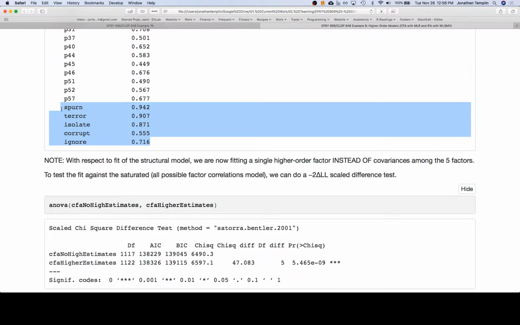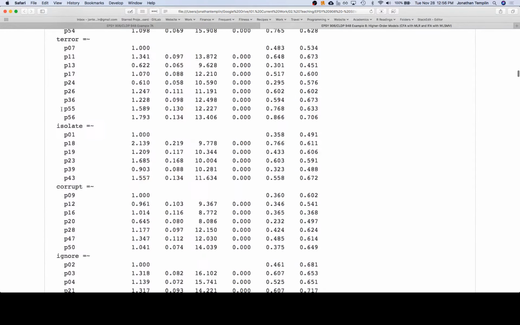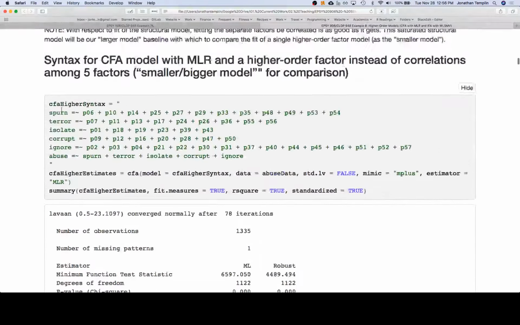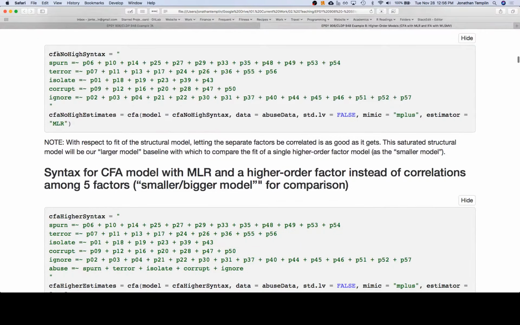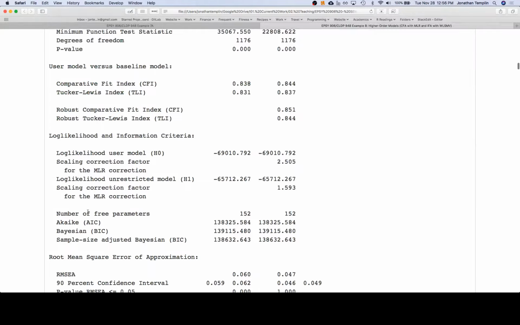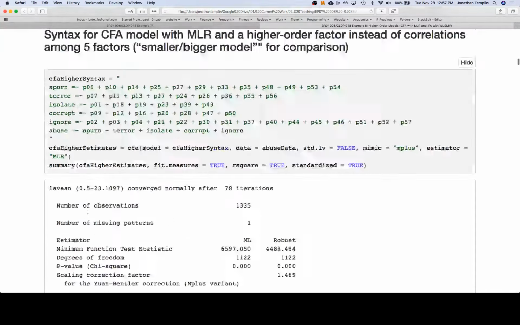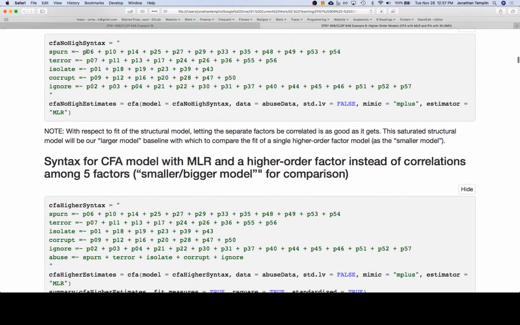The question you have to ask, though, is does my higher order model fit as well as my saturated model for the factors? Right? So we can compare the fit. If I go all the way back here, my CFA no high and then my CFA higher, right? These two models I'd like to compare the fit of. The first one is the saturated. All right, CFA no high is saturated in the factors.